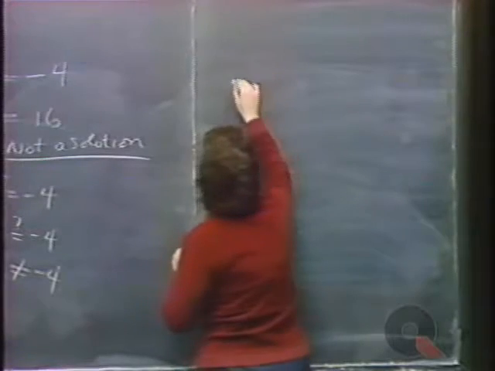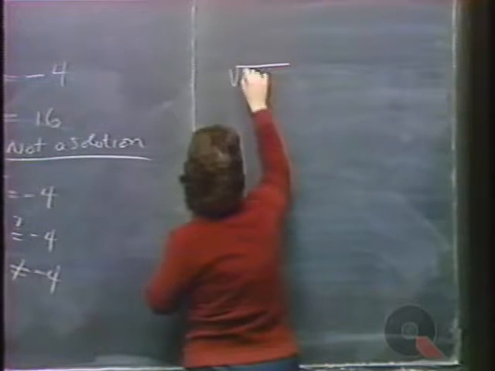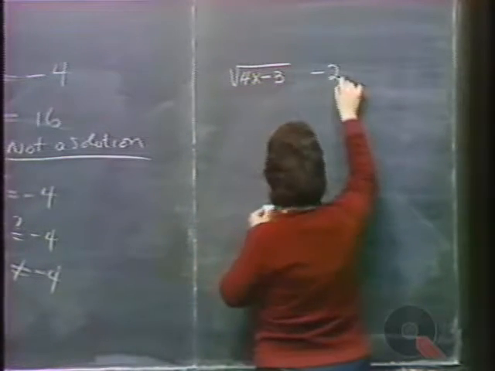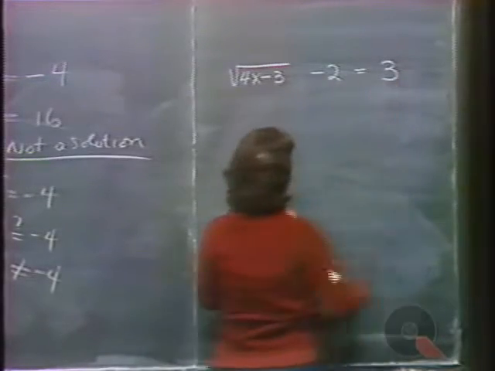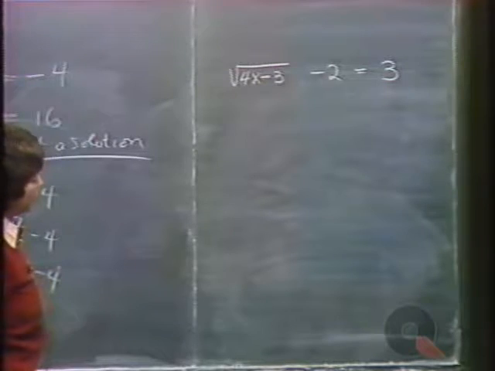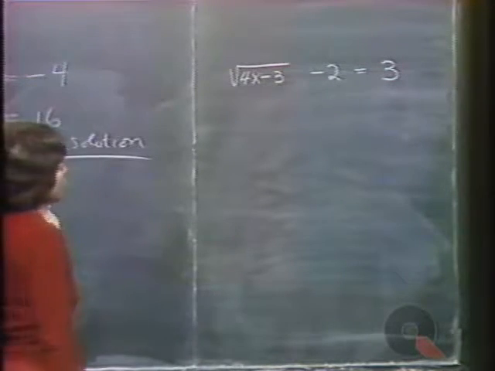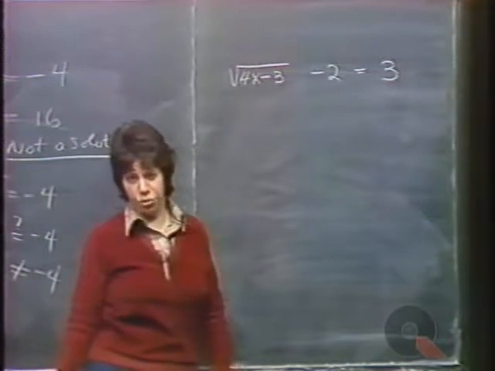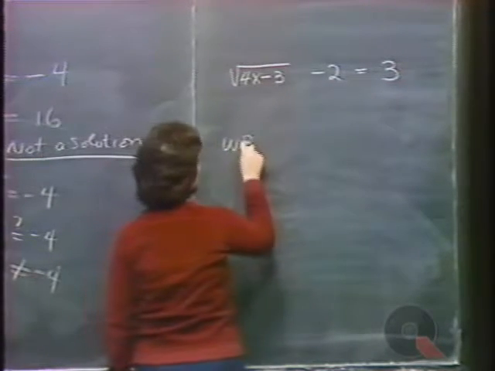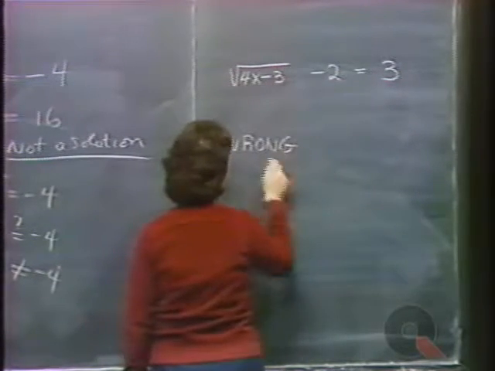Okay, let's work this out. The square root of 4x minus 3, minus 2, is equal to 3. Here we have a slightly more interesting radical equation. Okay, let me start by showing you how not to do this problem. The wrong way to do it, because many of you will think of doing it this way.